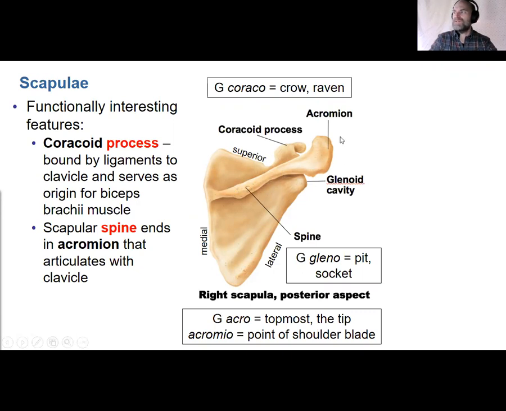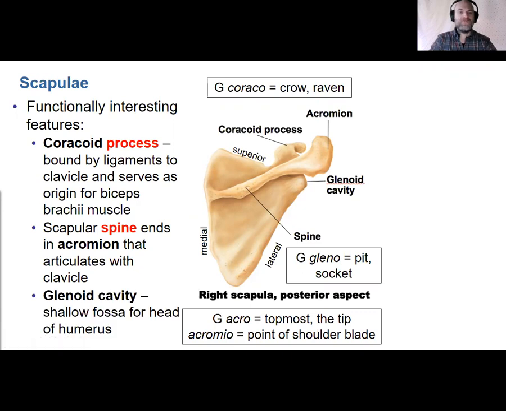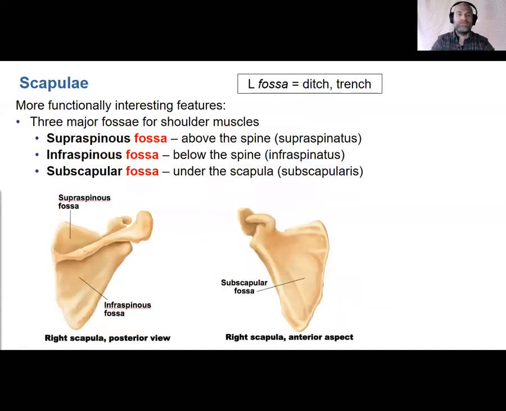So the spine is kind of continuous with the acromion. And again, that's where it articulates with the clavicle, as I mentioned earlier. And as I mentioned earlier, the glenoid cavity is this shallow fossa. Remember, a fossa is like a flat area of a bone, and that's where the humerus articulates with the scapula.